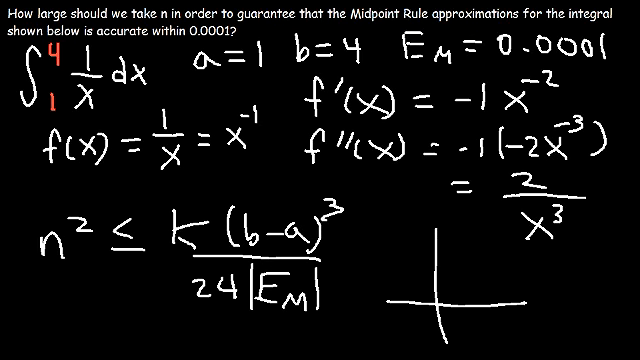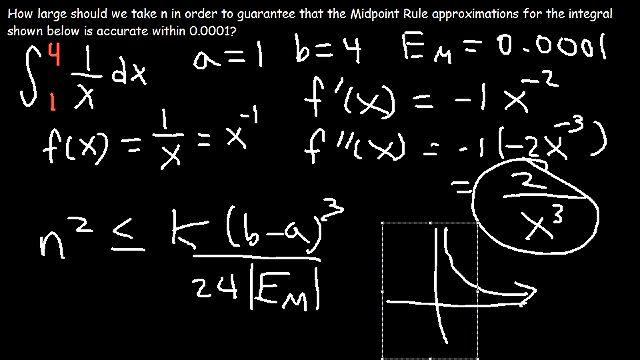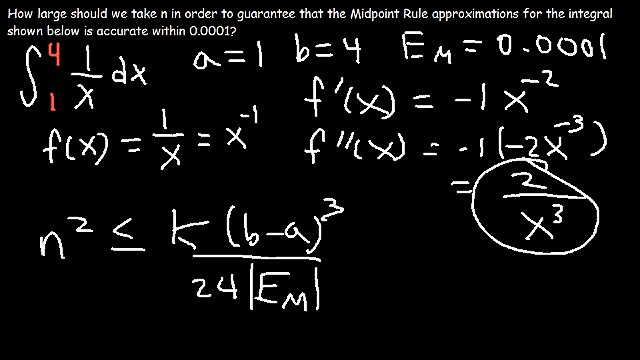If you plot the graph 2 over x cubed, the right side of the function looks like this. It's a decreasing function. So that tells us that the maximum value of this function is basically going to occur at the a value of 1. If it's an increasing function, the maximum value will occur at the b value. But if you're ever unsure, plug in both. So what is f double prime of 1 and f double prime of 4?